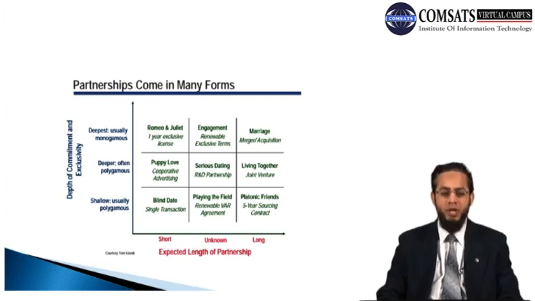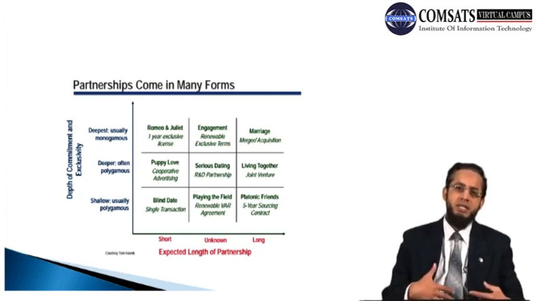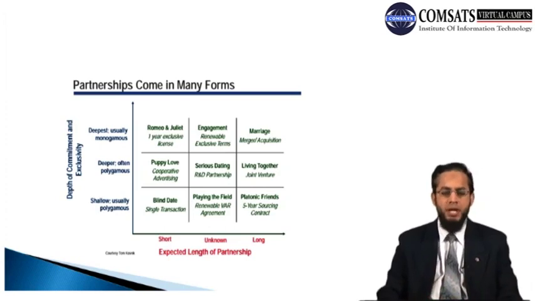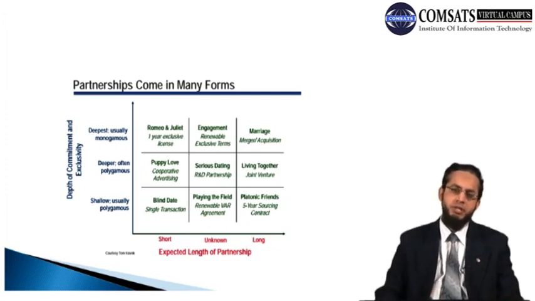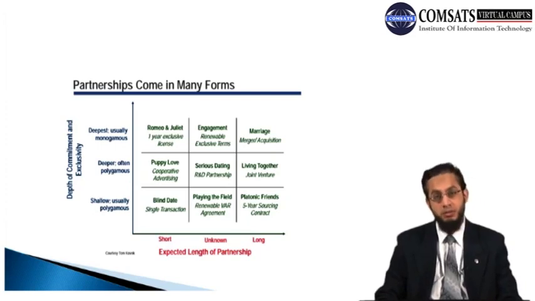The lowest one is shallow, usually polygamous, just to give it a sort of metaphorical meaning. And then deeper, which is often polygamous. And then deepest, which is usually monogamous. If you understand the metaphorical connotation mentioned here, it's like a personal relationship that we have with our better half. So in that sense, they have categorized the customer commitment with the company for its products and services. And here you can see the caption also mentioned along the y-axis, the depth of commitment and exclusivity.